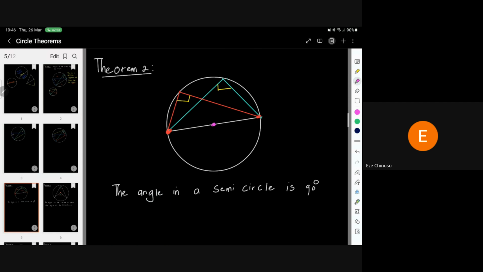So the next one has to do with a chord, and that chord is a diameter. If you check, this is a diameter. The angle is running from this point to the circumference here. And we say that the angle in a semicircle is 90 degrees. You can see the 90 degrees right here. So there's an angle here, and that is 90 degrees. At every point in time, it moves from the chord and it gives you 90 degrees.